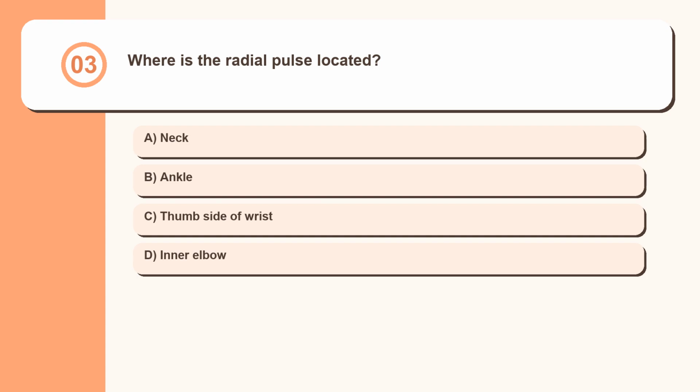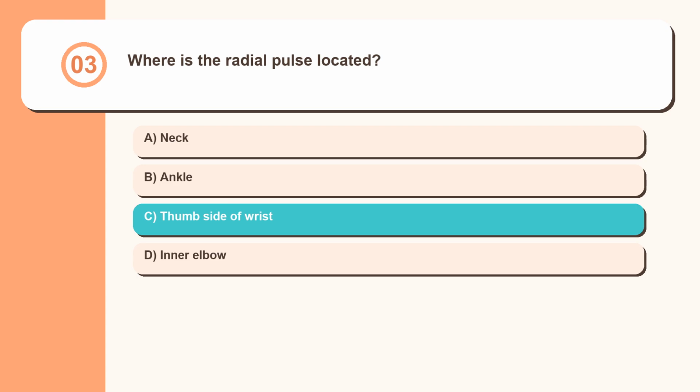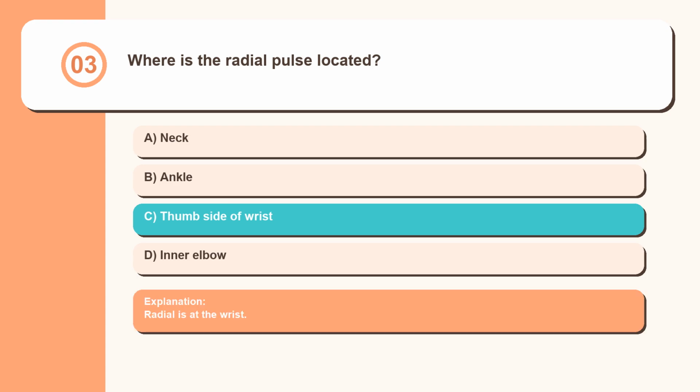Question 3. Where is the radial pulse located? Neck, ankle, thumb side of wrist, inner elbow. Radial is at the wrist.